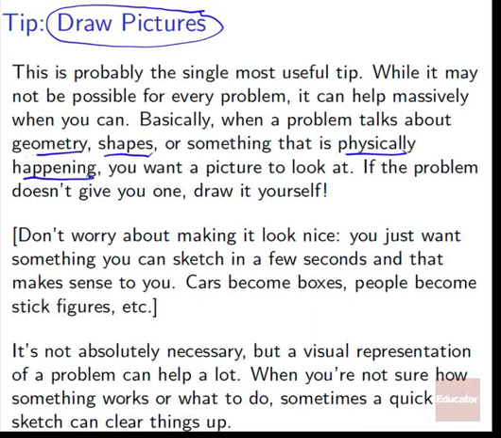When you're not sure how something works or what to do, sometimes a quick sketch so we can see what's going on can help clear things up so much. It can be really, really useful. Drawing pictures is a great way to approach word problems.